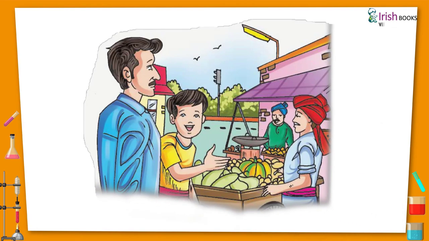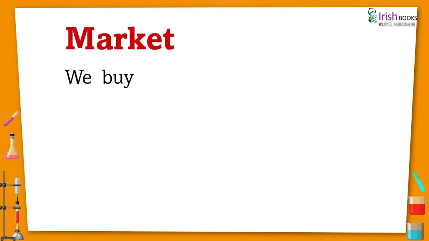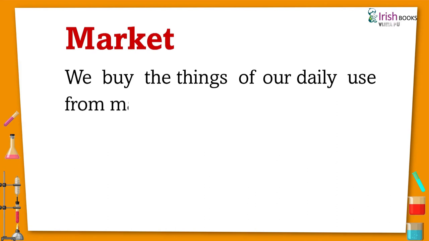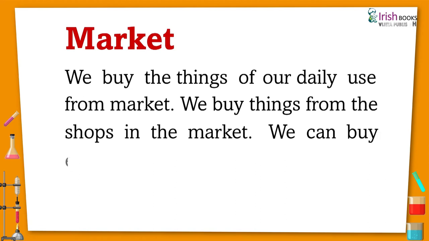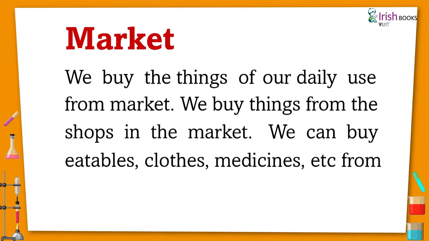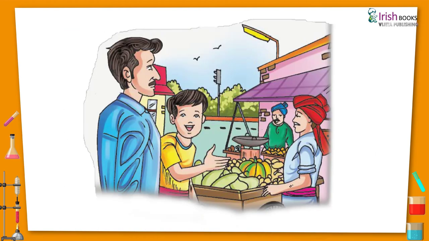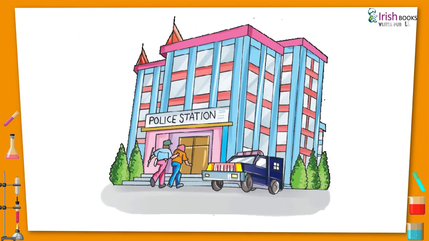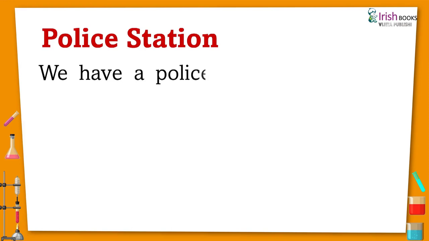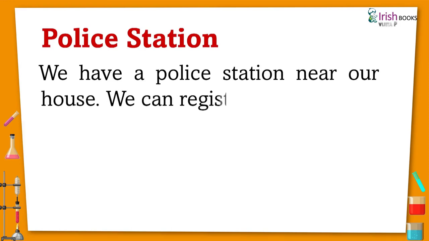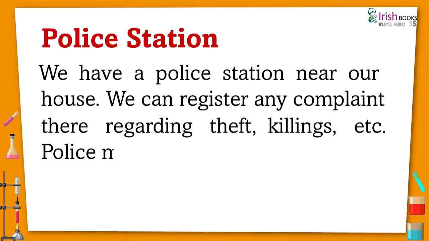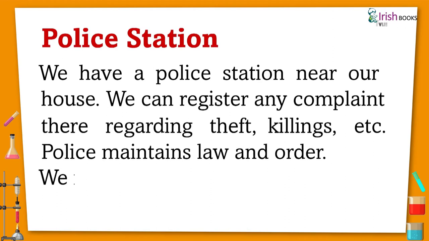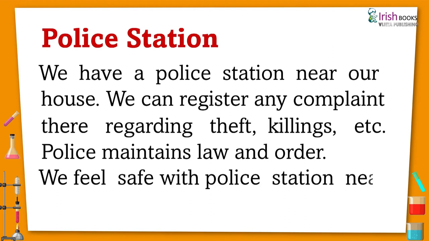Market. We buy the things of our daily use from market. We buy things from the shops in the market, and buy eatables, clothes, medicines, etc. from the market. Police station. We have a police station near our house. We can register any complaint there regarding theft, killings, etc. Police maintains law and order. We feel safe with police station near our house.